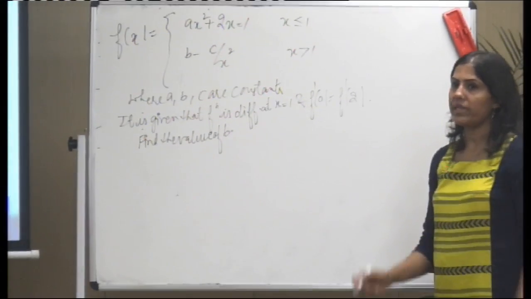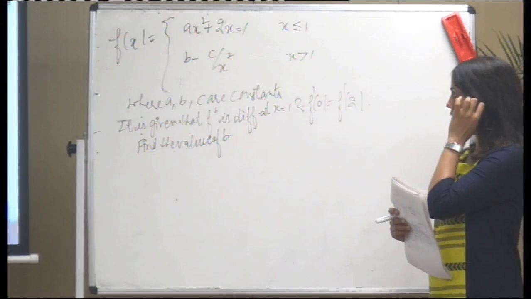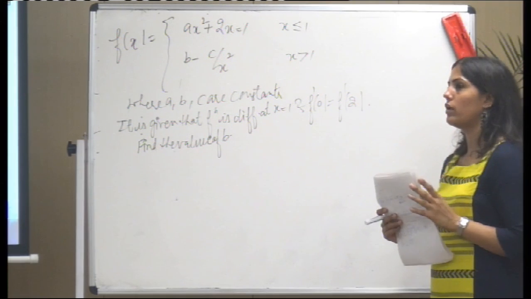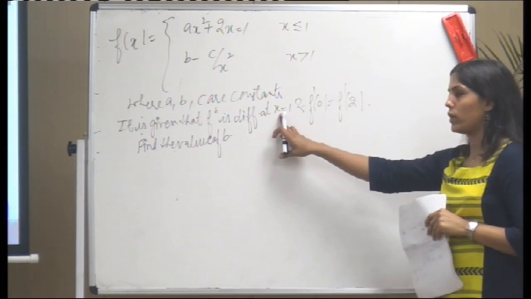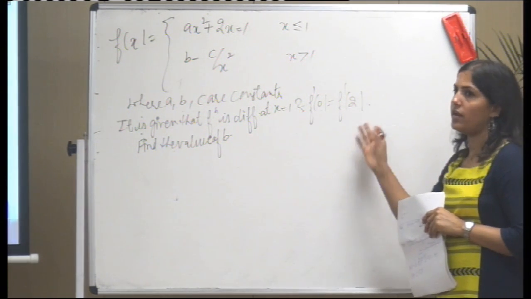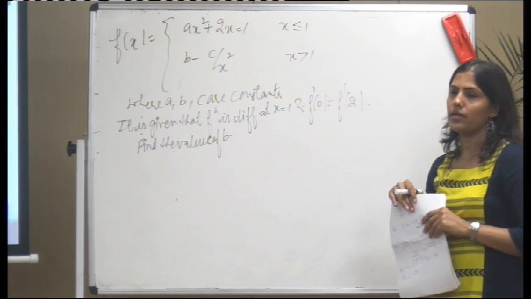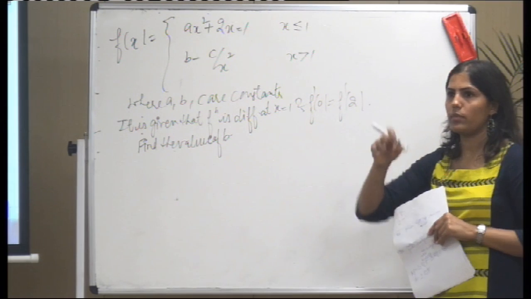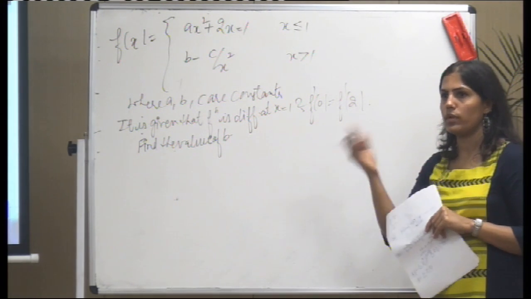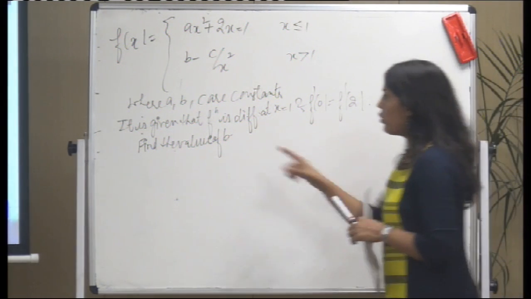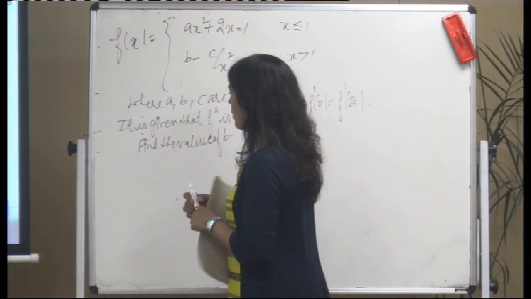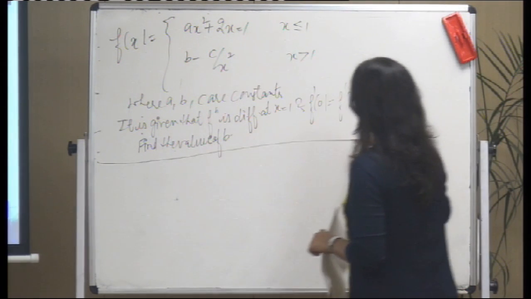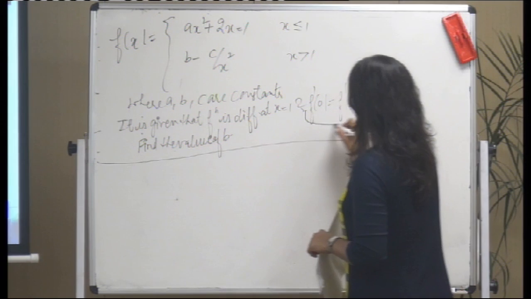Okay, so how many conditions do we have this time? Three constants, so basically three values we have to find out. One is differentiability at x = 1, one is f'(0) = f'(2), and another is continuity. Three conditions we will get, and with the help of those we will find a, b, c. Only b actually we want. So first, I just solve this first.